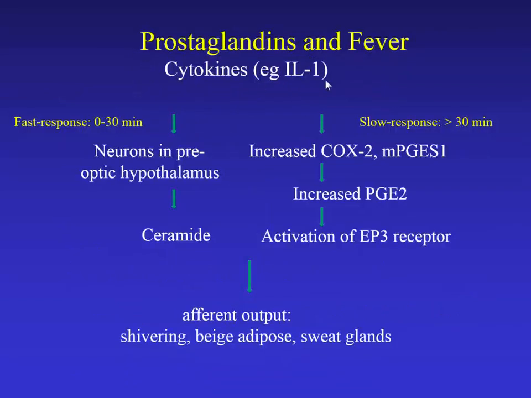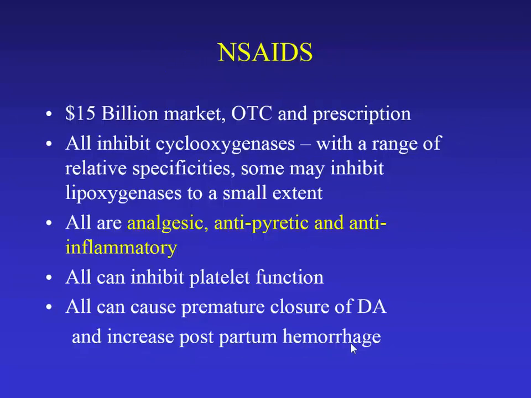Those agents act, IL-1, IL-6, for instance, via 2 pathways. One is the so-called fast response pathway, whereby IL-1 causes an increase in the release of ceramide and an increase in thermogenesis and an increase in temperature. And the second, slower response, taking 30 minutes or so, is increased COX-2, which causes increased PGE2 and activation of one of those receptors I've talked about. And really the efferent output from any of these pathways, the ceramide pathway or the prostaglandin pathway, is shivering, stimulation of thermogenesis within beige adipose tissue, and a change in sweat gland metabolism, all of which causes you to increase body temperature and leads to the febrile response. Okay, so that's the response.